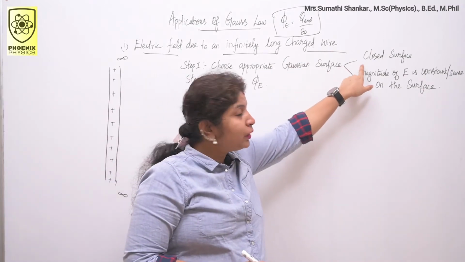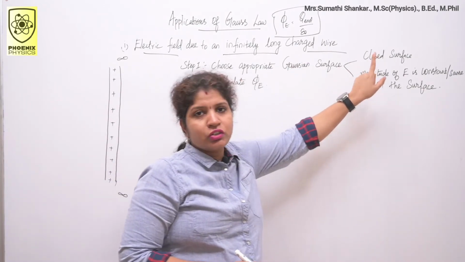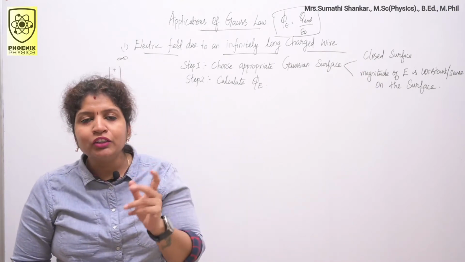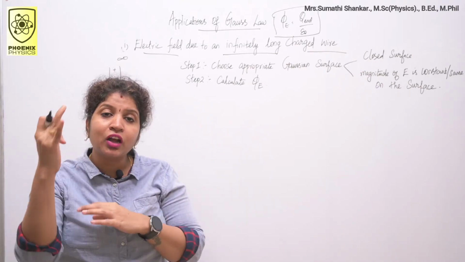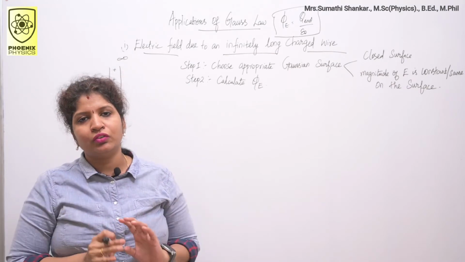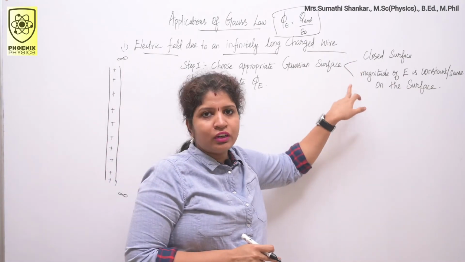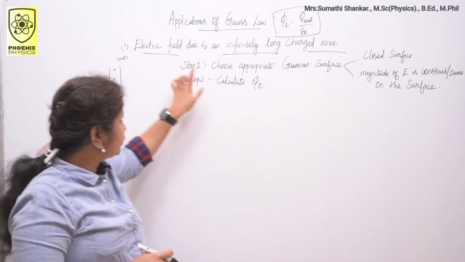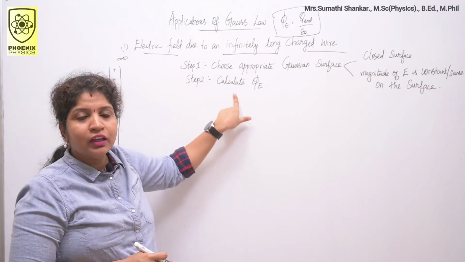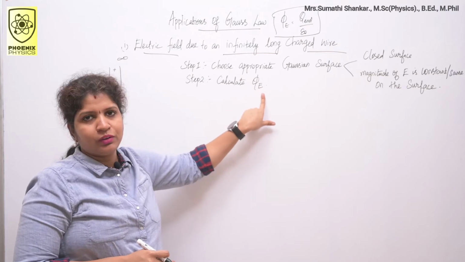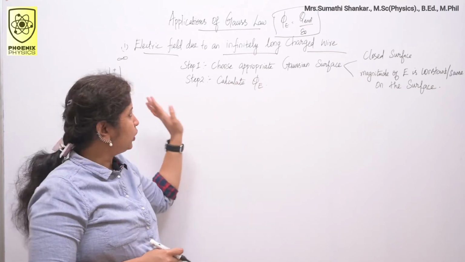Gauss law is applicable for a closed surface and the magnitude of electric field is the same, or we can say constant, on the surface. These two are very important. This is our first step. Second step, we can calculate total flux phi E. Let us see one by one.